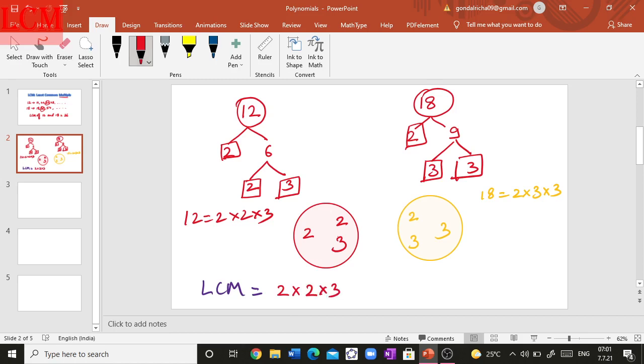But this LCM also wants to include the number 18. So look at all the factors of 18. Here it is 2, so the LCM already has a 2. Then 1, 3. So the LCM already has a 3. But this is the additional 3 which the LCM is not having. So we have to add this additional 3 to our LCM.